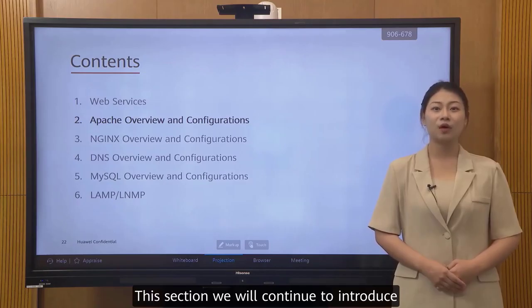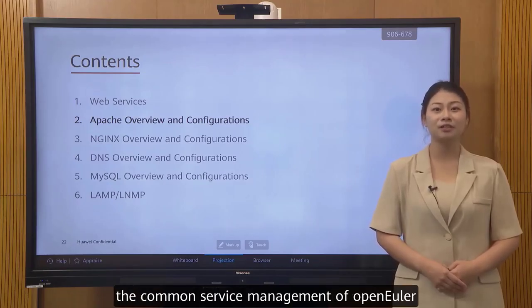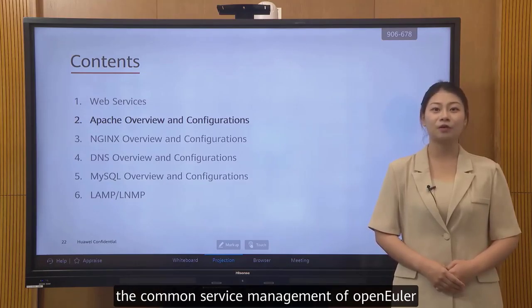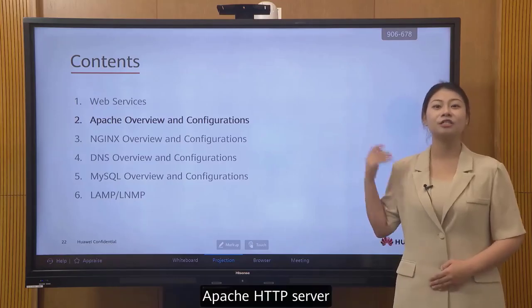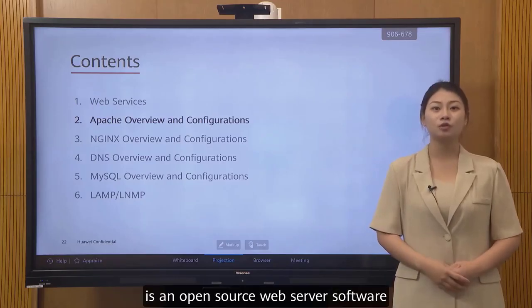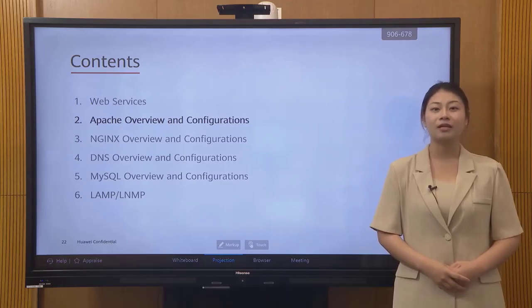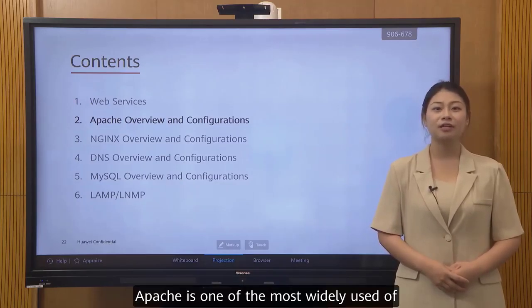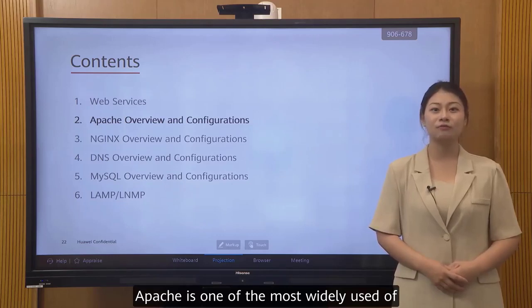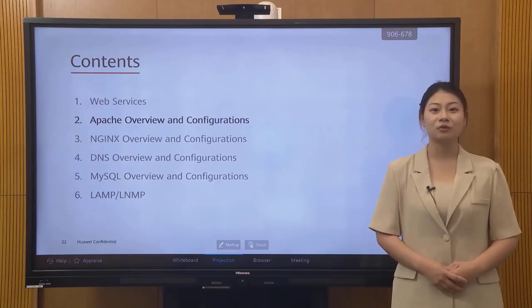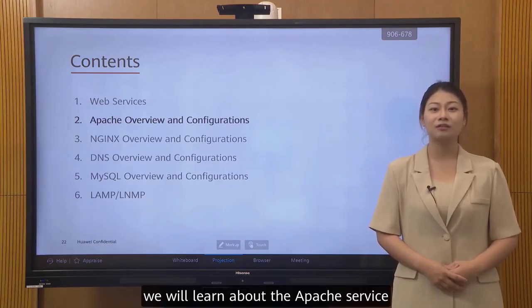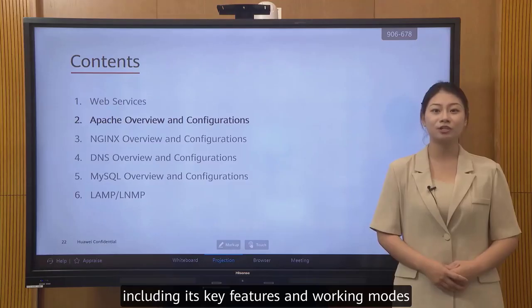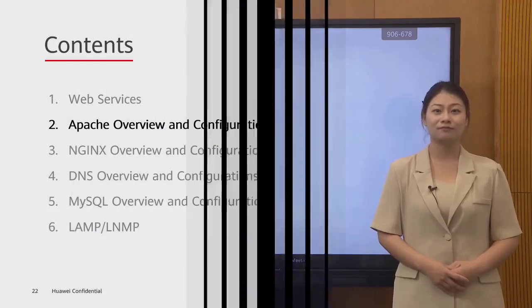This section, we will continue to introduce the common service management of openEuler. Apache HTTP Server is an open-source web server software that provides information over HTTP. Apache is one of the most widely used web server software in the world. And in this section, we will learn about the Apache service, including its key features and working modes.